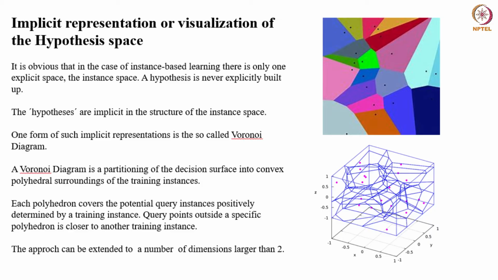Each polyhedron covers the potential query instances possibly determined by a training instance. Query points that are specifically closer to another training instance are of course also included in some polyhedron. This kind of diagram is not explicitly used for the processing of the algorithm, but it serves an important purpose in being able to illustrate for the user of the system how the situation looks. And we exemplify here all the time by two-dimensional cases, but as you understand, it's natural to extend this kind of technique to dimensions larger than 2. So you can see at the bottom to the right an illustration of that case.